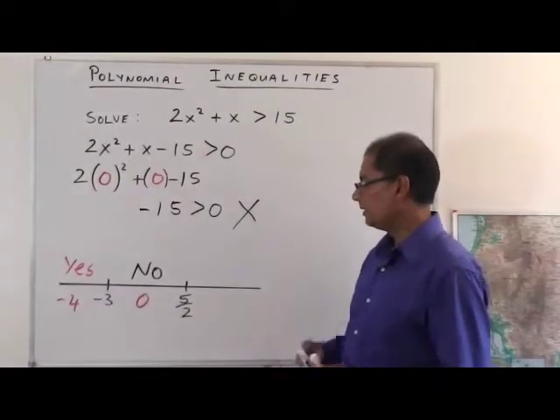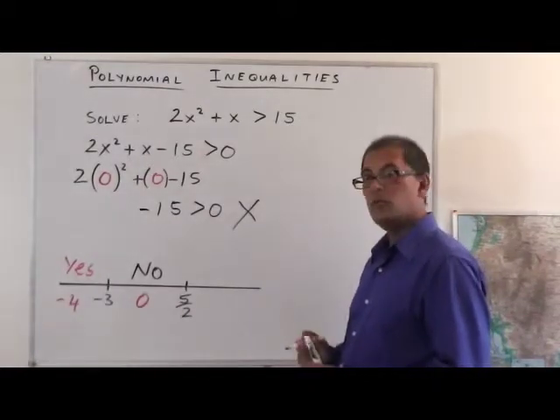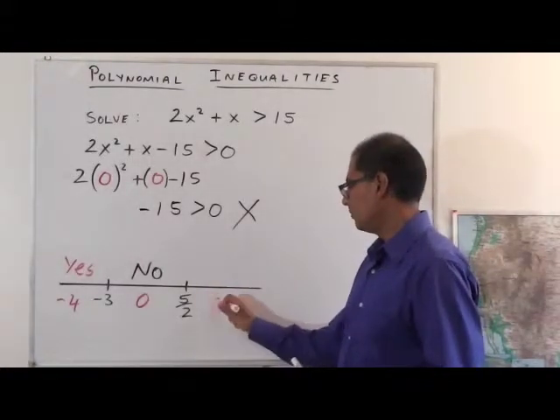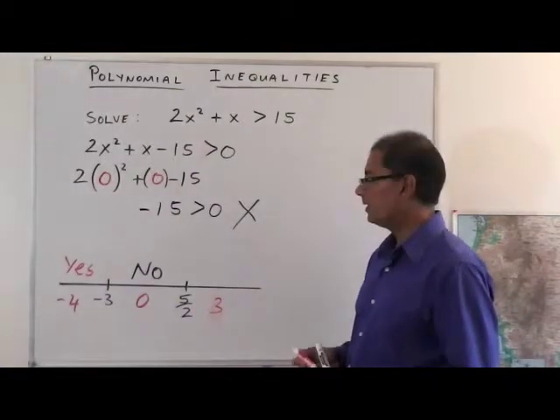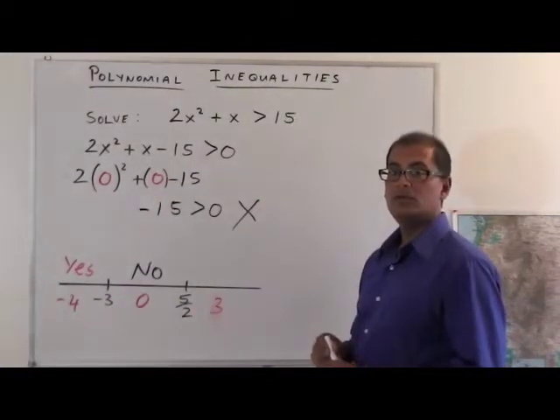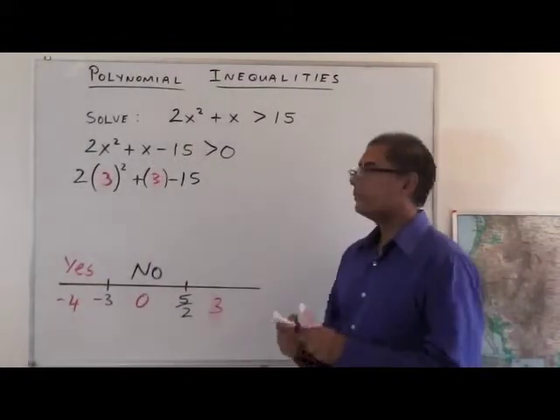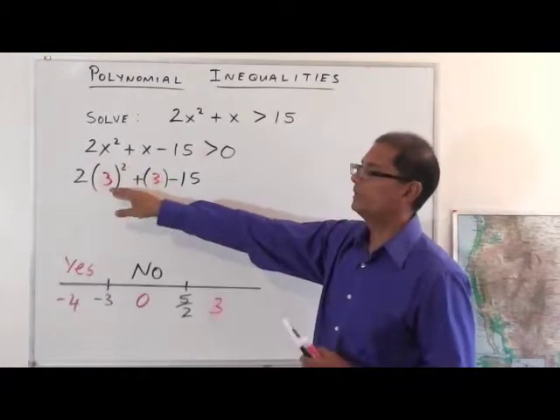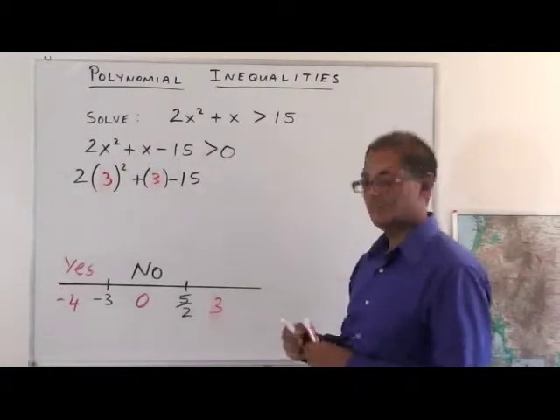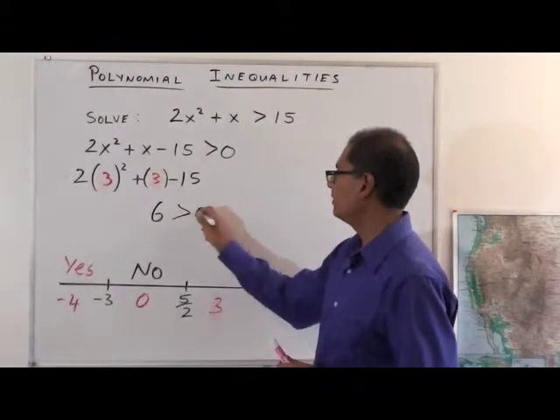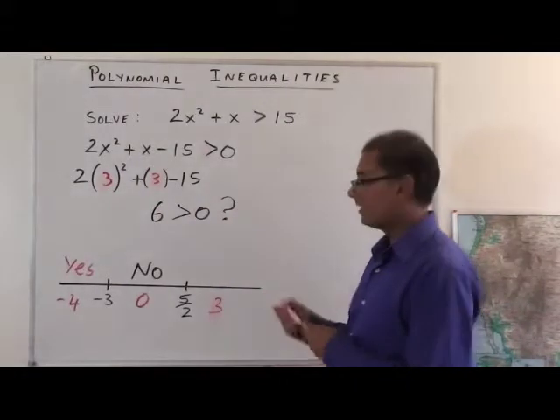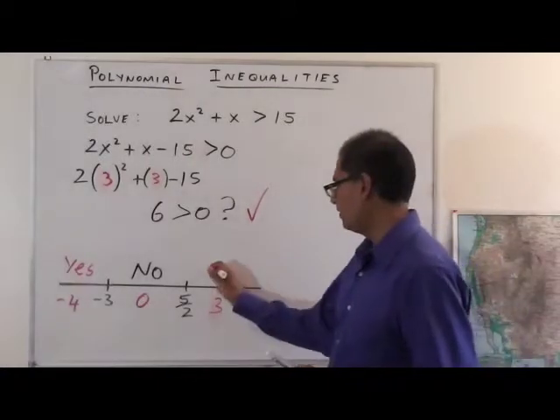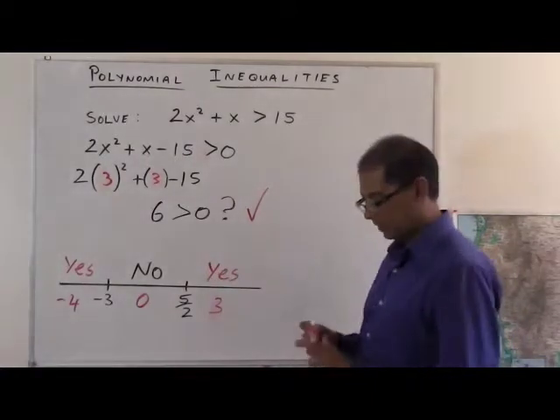So finally we could pick another number bigger than 5 halves, and let's pick 2. So 2 is not bigger than 5 halves. Let's pick 3, because 5 halves is 2.5. So 3 is bigger than 5 halves. We plug 3 back into the inequality and test that. So plug in 3 into the inequality, we evaluate this, we see 2 times 3 squared is 18, plus 3 is 21, minus 15 is 6. Is 6 greater than 0? And yes, that is greater than 0. So we see 3 is also in the interval where there's solutions, so that's a yes, that's part of our answer.